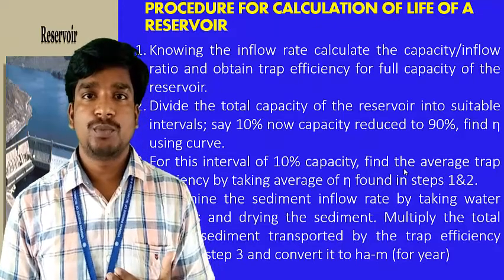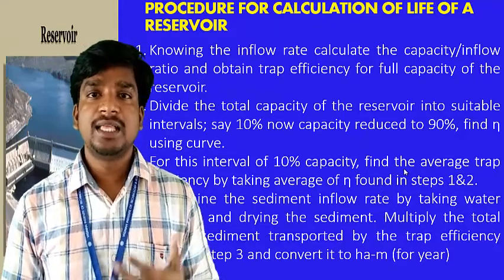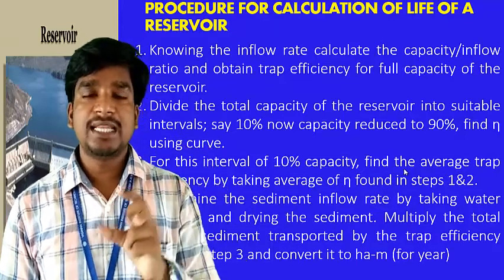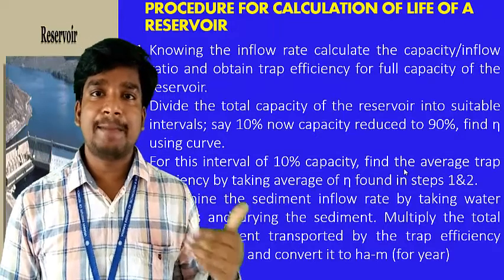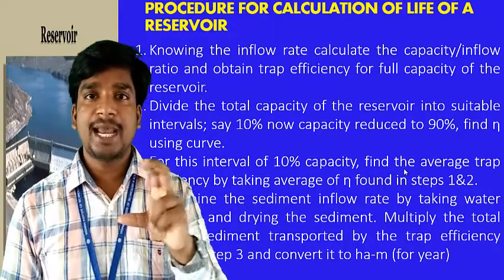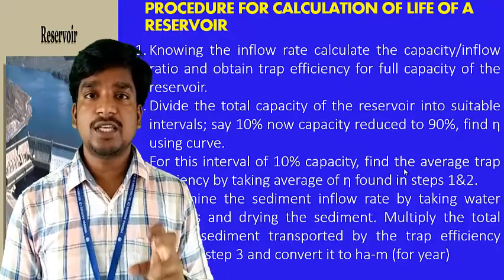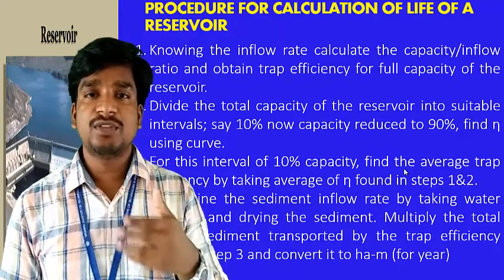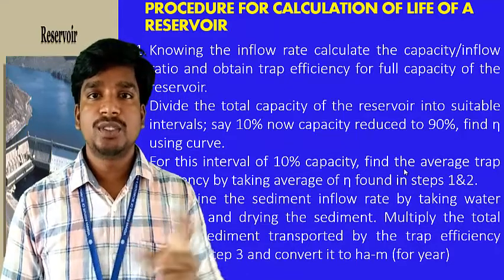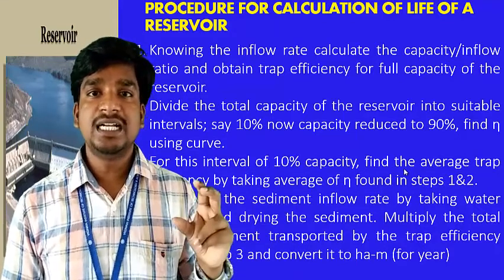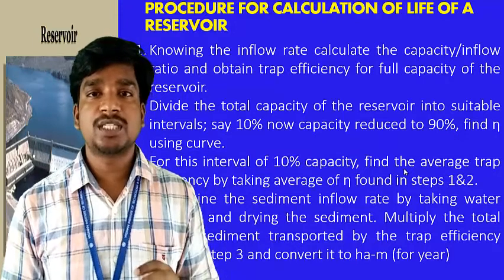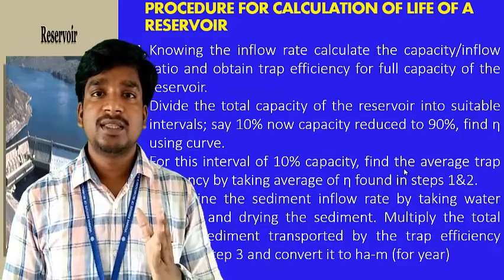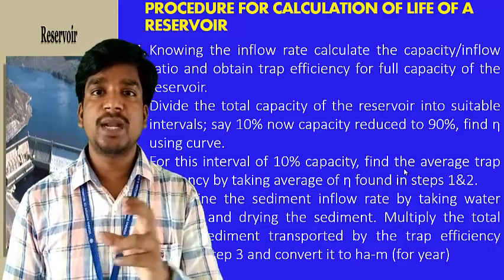Inflow rate is calculated. Now based on the inflow rate, we have to calculate the capacity to inflow ratio. Initially we are assuming that the reservoir capacity is full. Now with respect to full capacity and the inflow rate, we have calculated the trap efficiency. Now we have one trap efficiency value. Now let us assume the capacity of the reservoir is divided into some intervals. Let us assume the silt is occupying 10% of the storage capacity of the reservoir. As the silt is occupying, the storage capacity of the reservoir is reduced to 90% only.